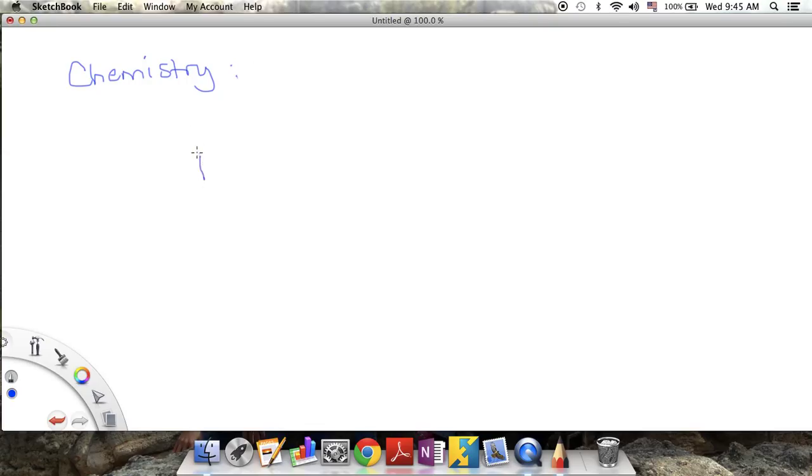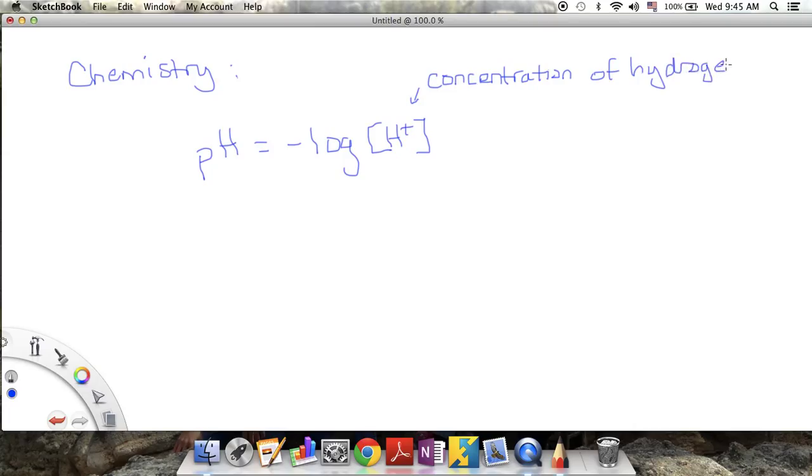So for pH, you may know that the pH of a substance is equal to negative the log of the concentration of hydrogen ions. And it's in moles per liter. If you haven't taken any chemistry, this may seem a little bit odd, but moles is a unit that tells how many atoms or molecules are in the substance, so moles per liter.